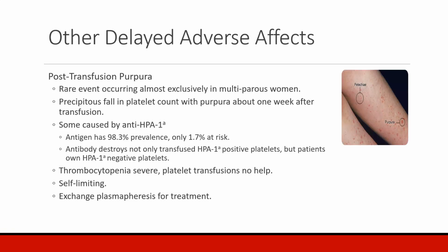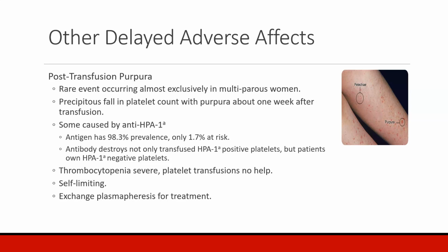The last delayed adverse effect we're going to talk about is post-transfusion purpura. This is a rare event occurring almost exclusively in multiparous women, meaning women who have given birth to 2 or more children. The precipitous fall in platelet count with purpura occurs about 1 week after transfusion. So look at the picture. The difference between petechiae and purpura is the size of the dots, but each dot represents a bleed from a capillary, and this is usually due to a severely depleted platelet count.